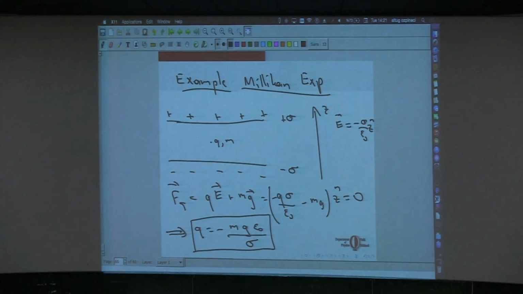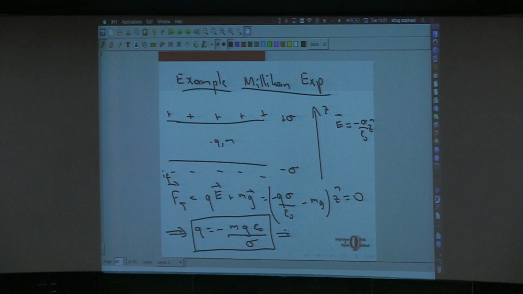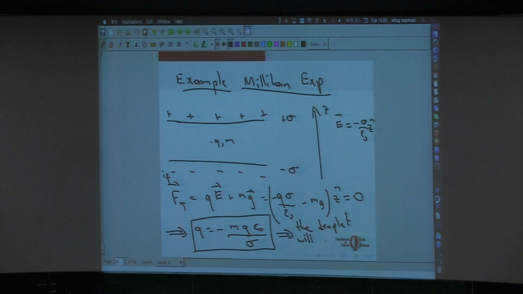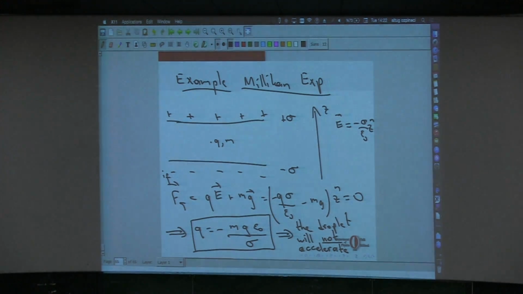Now, it's not necessarily equal to 0. If the total force is equal to 0, or if the charge has this value, the droplet will not accelerate. So if you actually do this experiment, when he did this experiment, of course he had a hole over here to put the droplets in between.